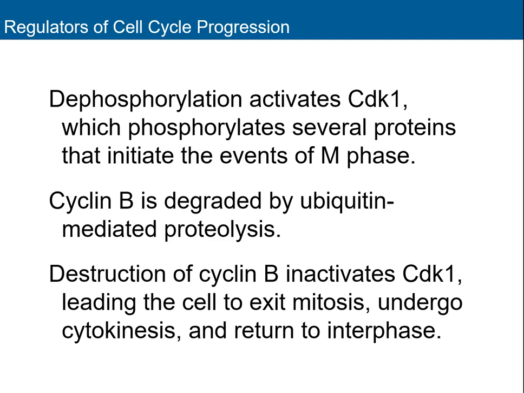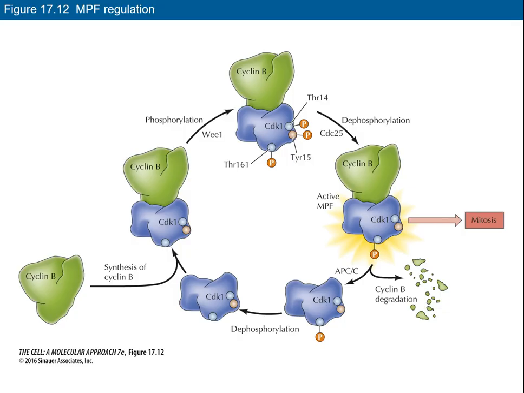So there's lots of phosphorylation and dephosphorylation going on. Like I said, CDK1 is really the controller of this. After this series of phosphorylation and dephosphorylation that regulates the activity of CDK1, cyclin B will be degraded. Once cyclin B is degraded, CDK1 becomes inactive, and the cells will exit mitosis. So this is what I was referring to.